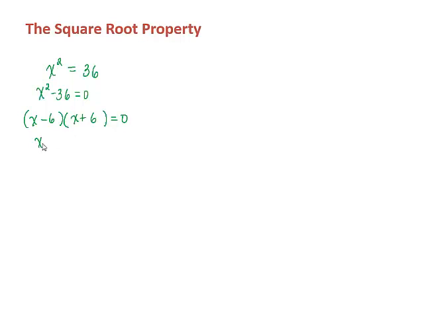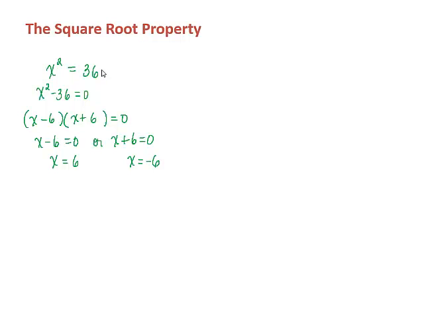Setting each factor equal to 0, we get x minus 6 equals 0, or x plus 6 equals 0. Solving these two linear equations gives us x equals 6, or x equals negative 6. First seeing this equation, you may have thought, oh, I know the solution. If x squared is 36, x is the square root of 36, or 6. That only gives us one solution. Remember that the degree tells us the number of solutions. We should have two solutions.